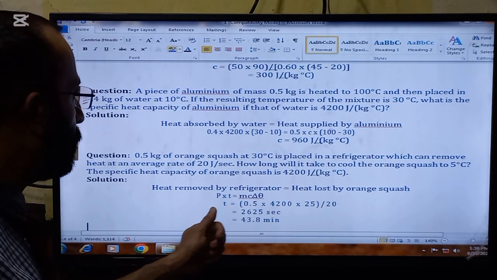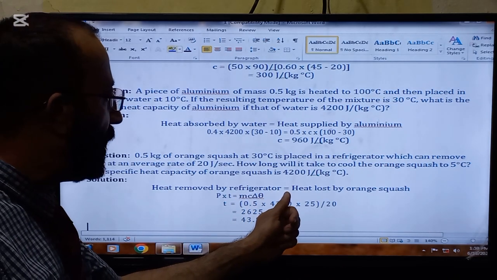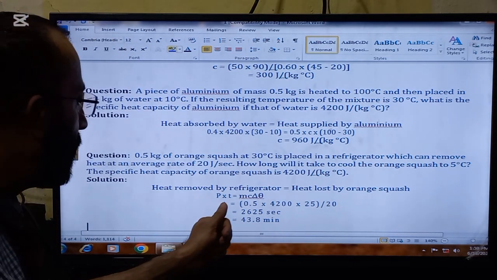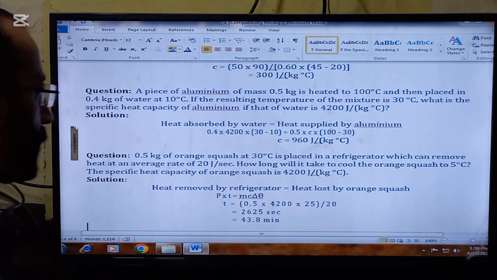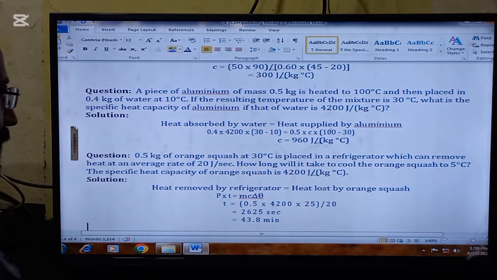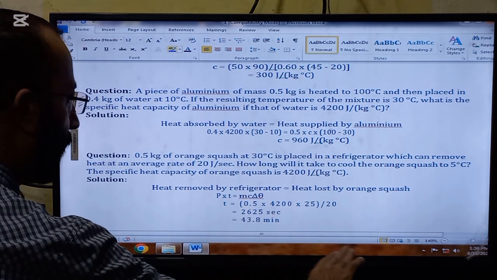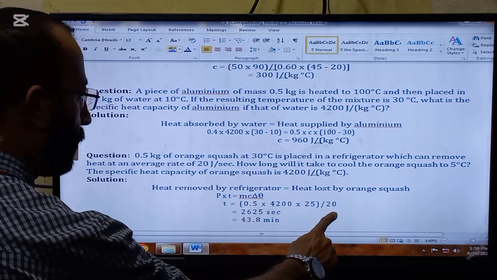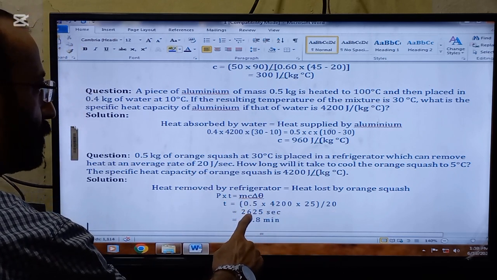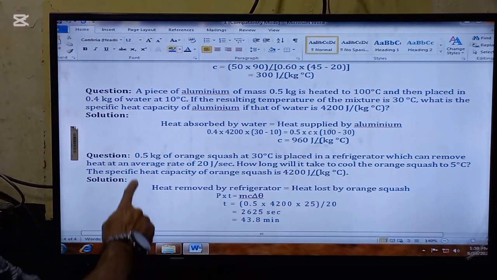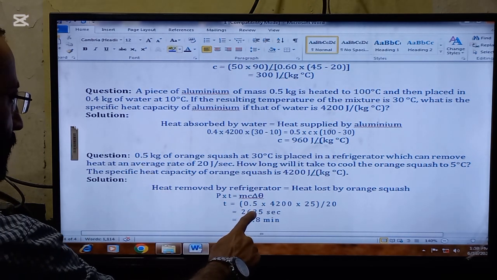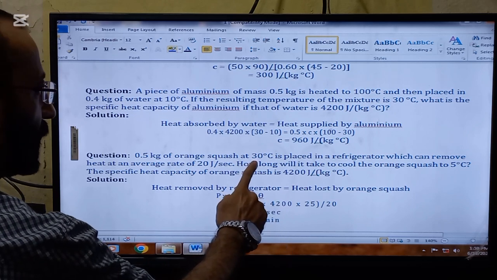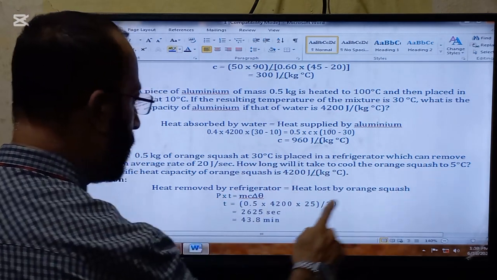So the heat removed by the refrigerator will be equal to heat lost by the orange squash. So Pt is equal to mcΔθ, and P will be shifted to the right hand side. So P is 20 joule per second. m for the juice is 0.5 is the mass. c is 4200. Δθ is from 30 to 5. So difference will be 25.